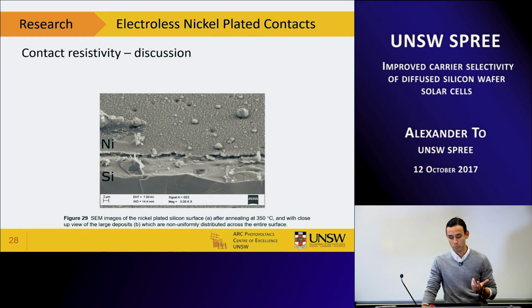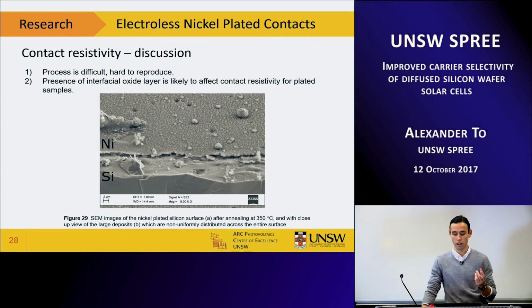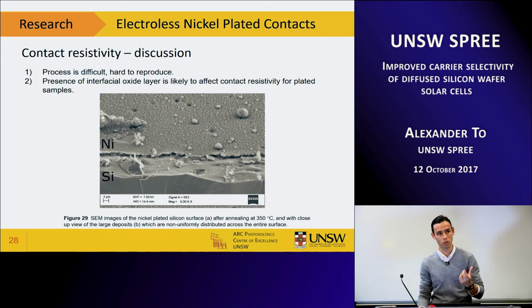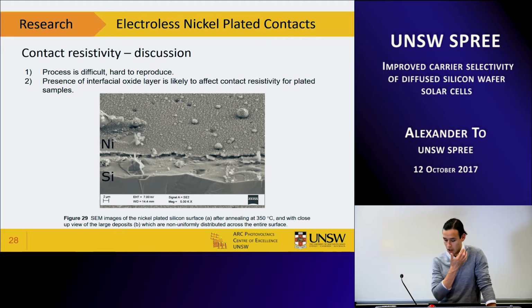This was, for instance, an image of the interface, and I've said this already, but we think there's likely an interfacial oxide layer which affects the contact resistivity for the plated samples. In some cases you can sinter through that, and that explains the low result anomaly I pointed to before, and in other cases you can't. That interfacial oxide can be very difficult to control, and it's affected by the initial chemistry at the surface. It's something we haven't been able to study yet, but hopefully we can put it to rest with further characterization of the interface.